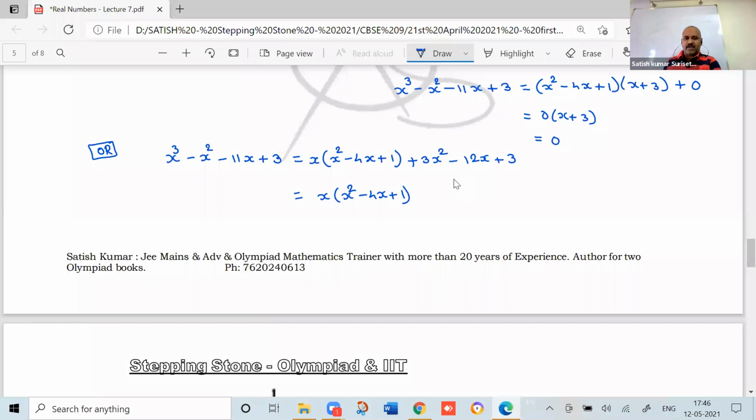And here 3 is common. So 3 into x square minus 4x plus 1. Now if you observe, previous one and this is same. So x square minus 4x plus 1 is common, into x plus 3, which is same as this. That equals 0 into x plus 3, which is 0. That is the second method.